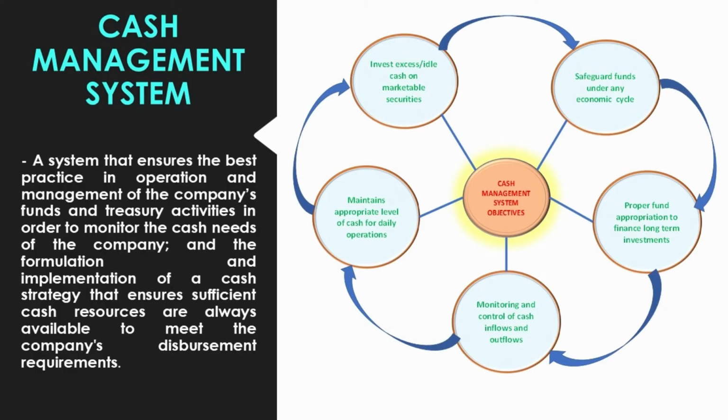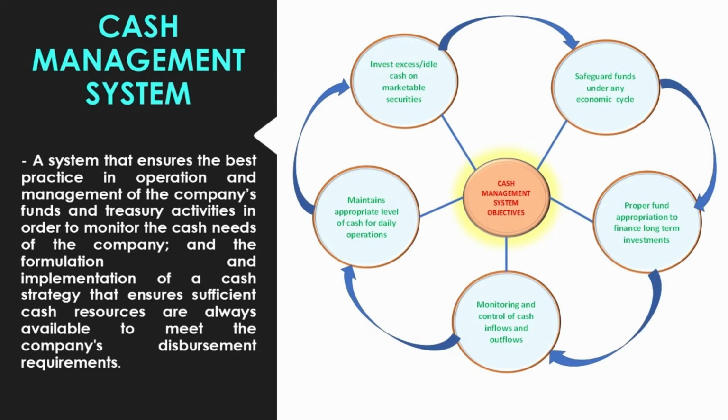Before we start with the functions in cash management system, let us define first what is cash management system. This is a system that ensures the best practice in operation and management of company's funds and treasury activities in order to monitor the cash needs of the company, and the formulation and implementation of a cash strategy that ensures sufficient cash resources are always available to meet the company's disbursement requirements.